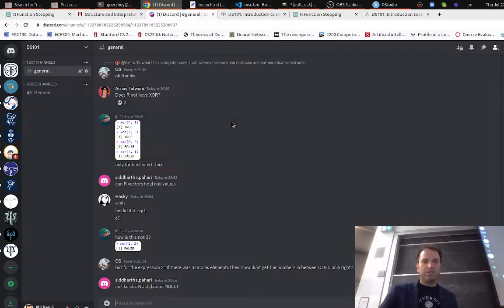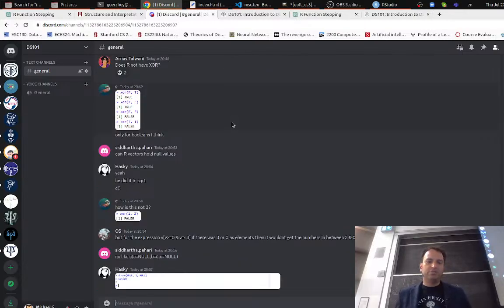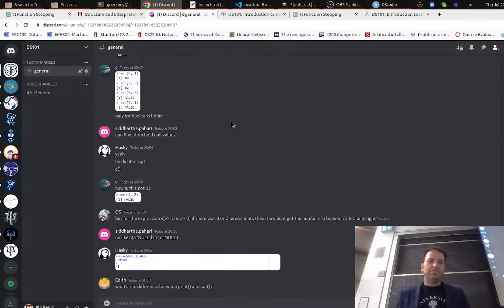Can our vector hold null values? Yeah, they can. But for the expression greater or equal, if there are 3 or 0 elements, then it wouldn't get the numbers in between 3 and 0. Well, it depends on what you mean by between. I made it so that between 0 and 3 means including 0 and 3. Well, null is not the same as numeric, so you can't have that.